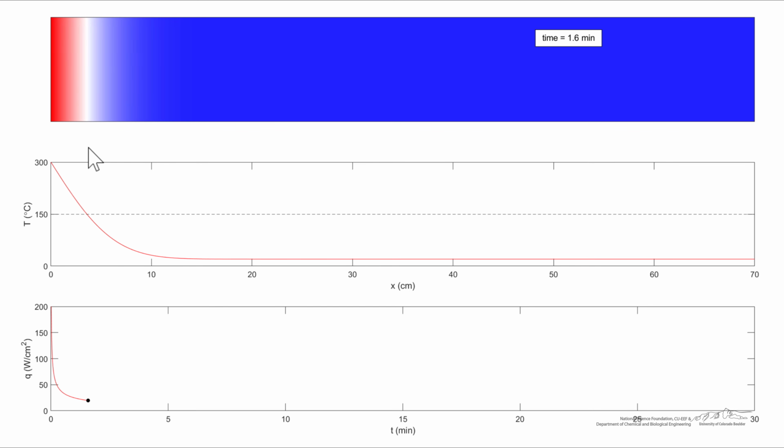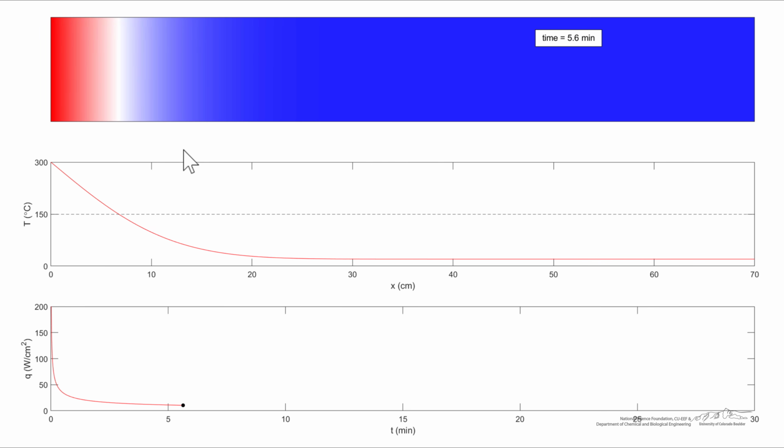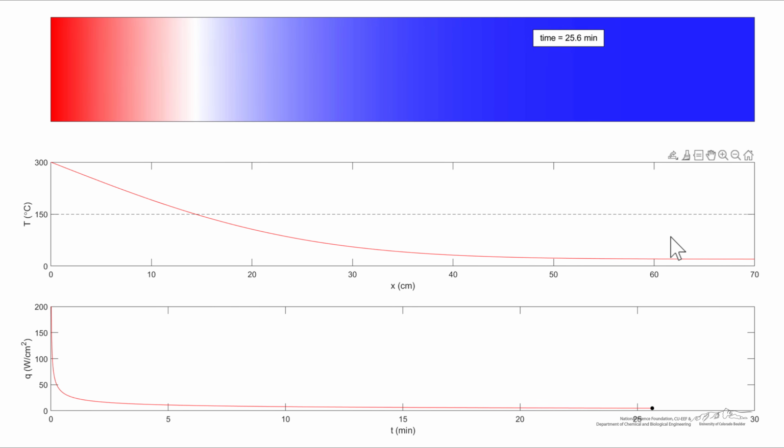Also, pay attention to the fact that we're obeying the two boundary conditions. The temperature is held at the surface temperature of 300 degrees C, and the slope dT/dx is equal to 0 deep into the solid for all periods in time.